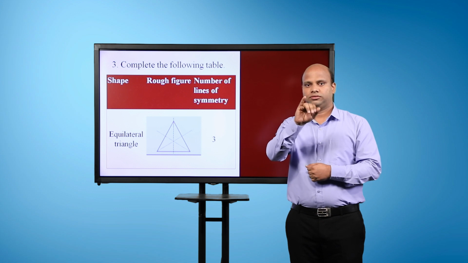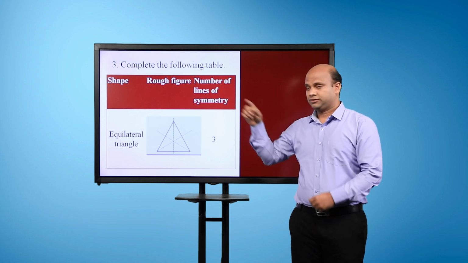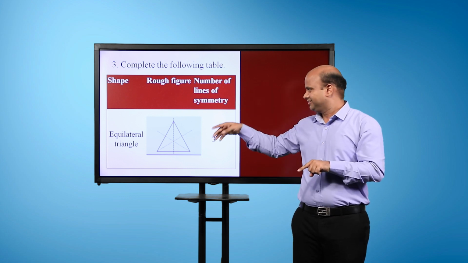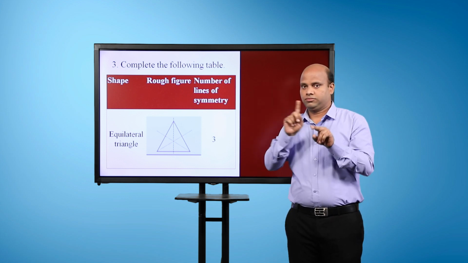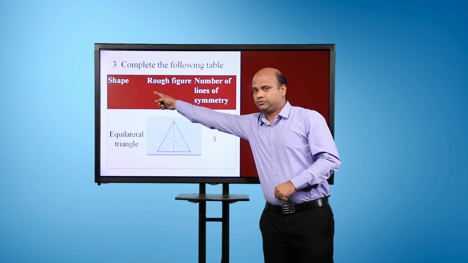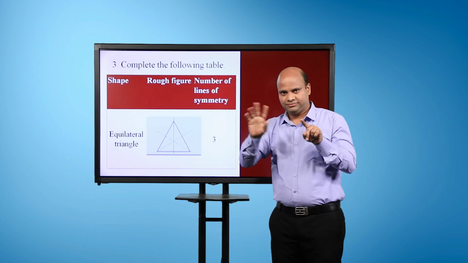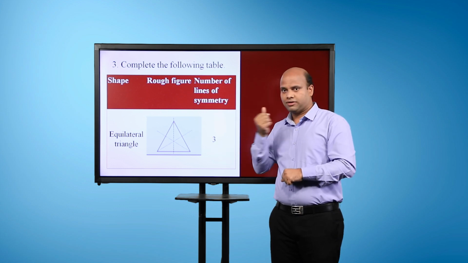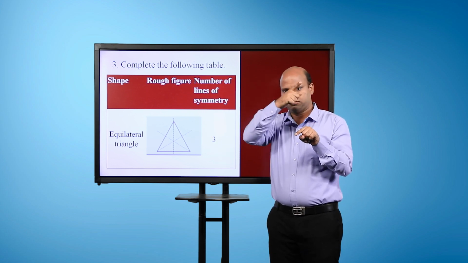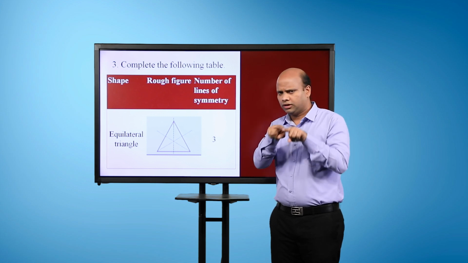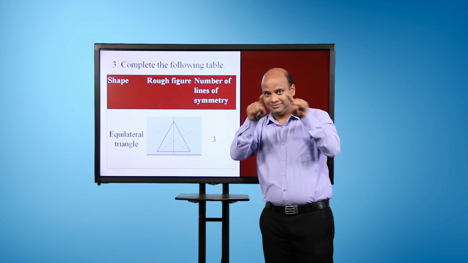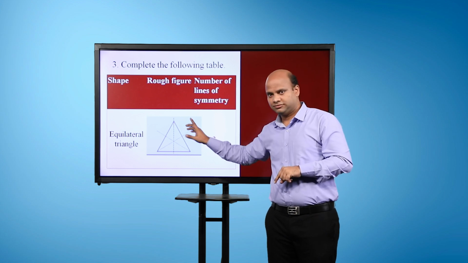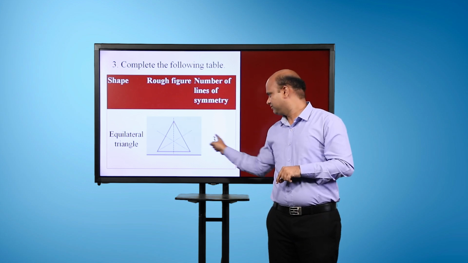Page 268. 3. Complete the following table. Shape, rough figure, number of lines of symmetry. These are the 3 columns of the table. Shape: equilateral triangle, rough figure is given here. Number of lines of symmetry: 3.